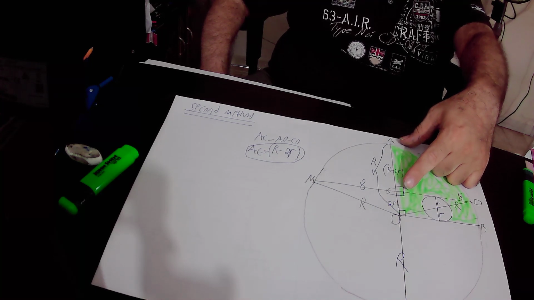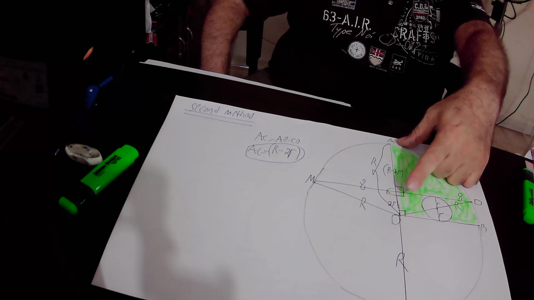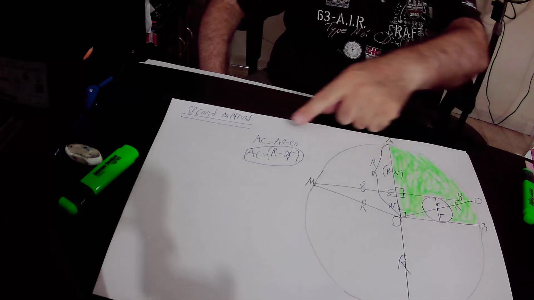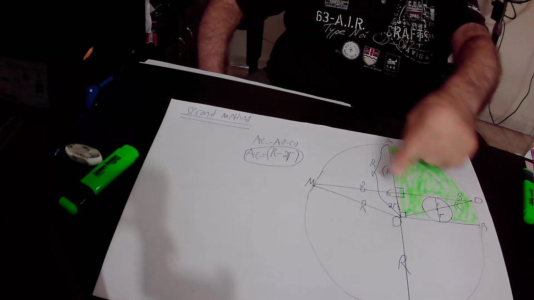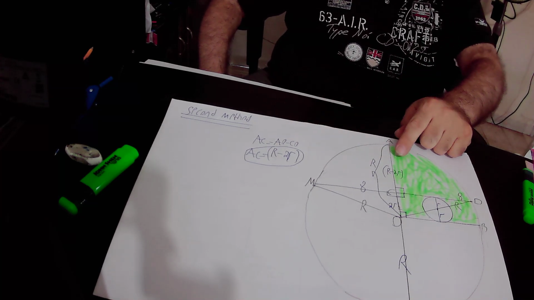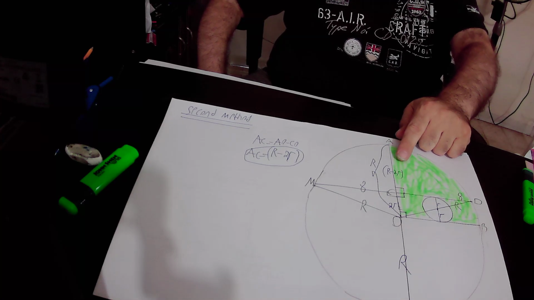What is the value of AC? The value of AC is AO times CO. AC equals AO times CO. AO is capital R and CO is 2R. So in conclusion, we found out that AC equals capital R minus 2R.